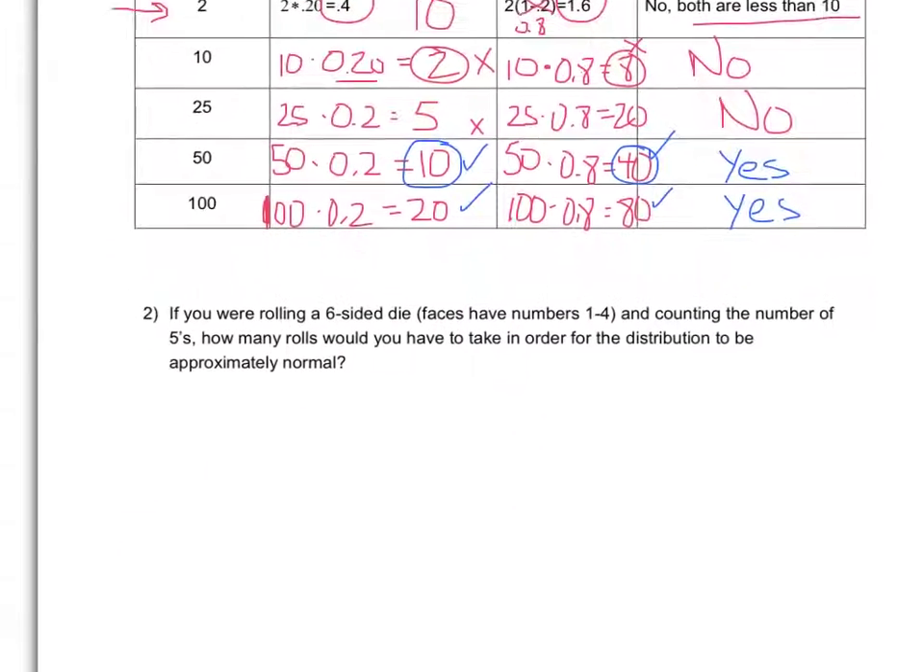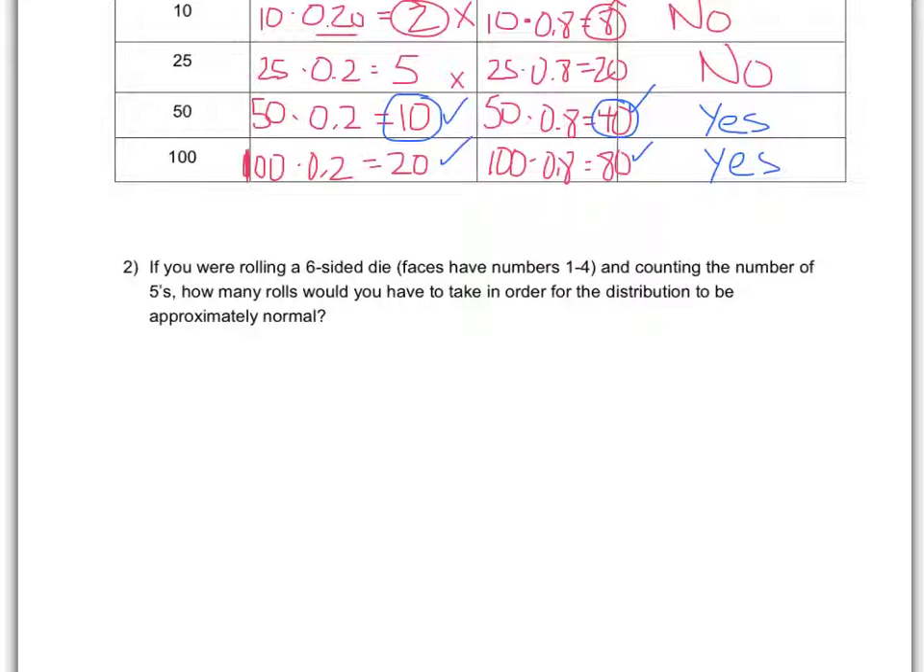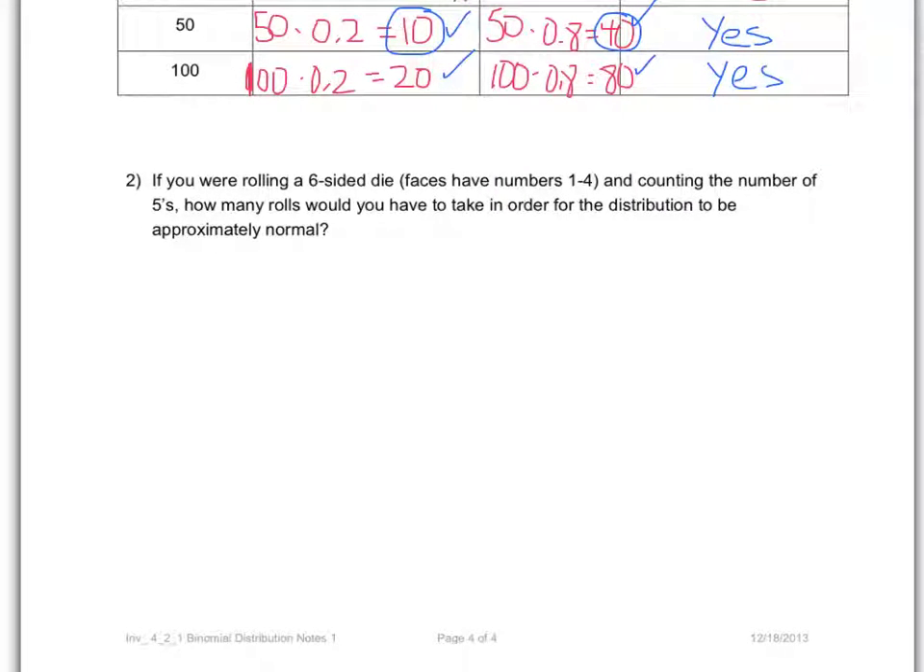Take a look at this situation. Suppose we were rolling a 6-sided die and, oh, typo alert. Faces out numbers 1 through 4. That's supposed to be 1 through 6. That makes sense, right? Counting the number of 5s, how many rolls would you have to take in order for the distribution to be approximately normal?